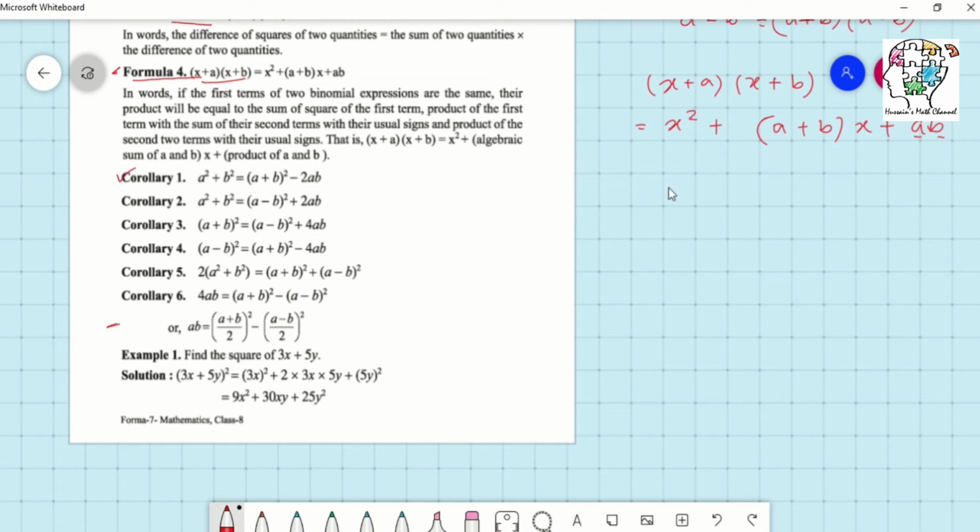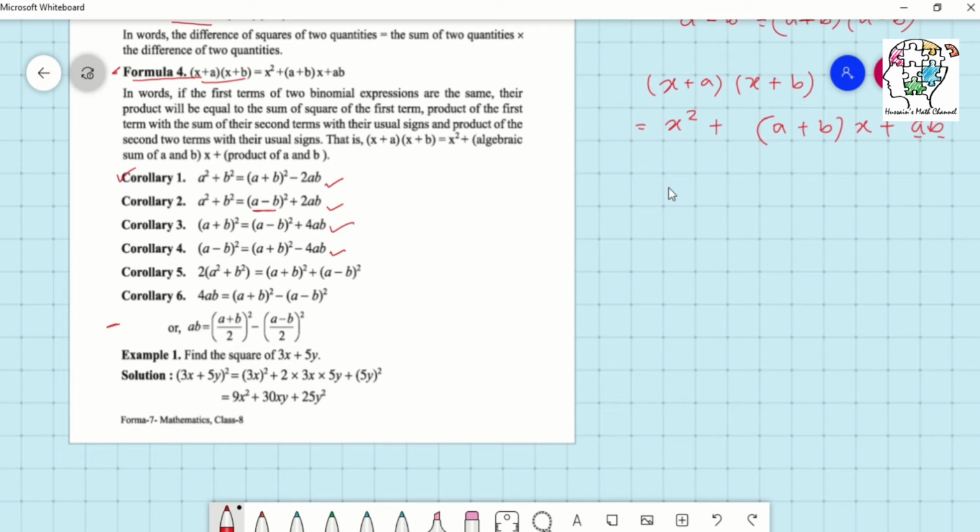Corollary number 1 says a square plus b square is equal to a plus b whole square minus 2ab. This is another corollary, or you can say formula. Then a square plus b square, you also can write a minus b whole square plus 2ab. That means if you want to switch to minus their difference, then you can use this formula. All those formulas came from formulas number 1 and 2. Then you can write a plus b whole square is equal to a minus b whole square plus 4ab. This also came from formulas 1 and 2 combined. And a minus b whole square is equal to a plus b whole square minus 4ab. This also came from there.